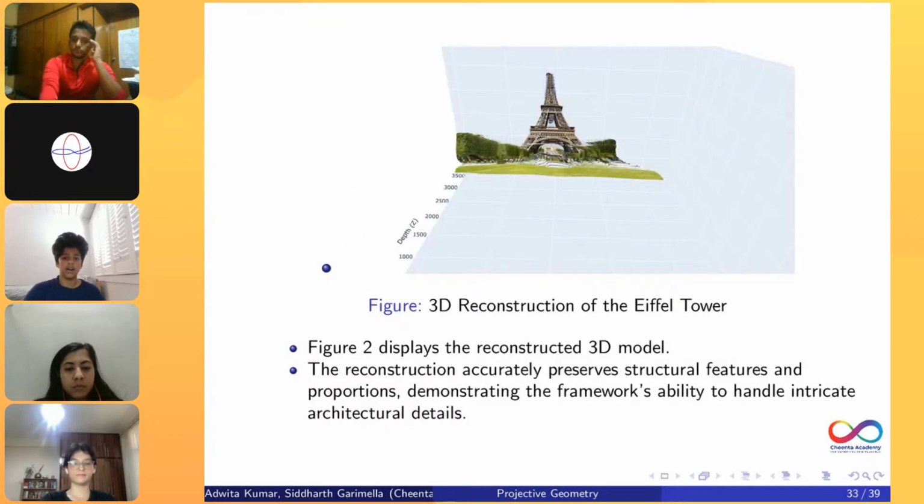Okay, so Figure 2, shown over here, displays the reconstructed 3D model. The reconstruction accurately preserves the structural features and proportions, demonstrating the framework's ability to handle intricate architectural details. Next slide.